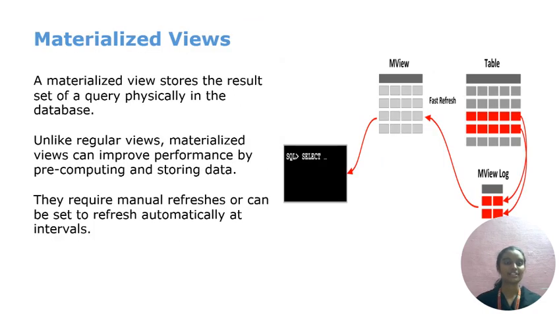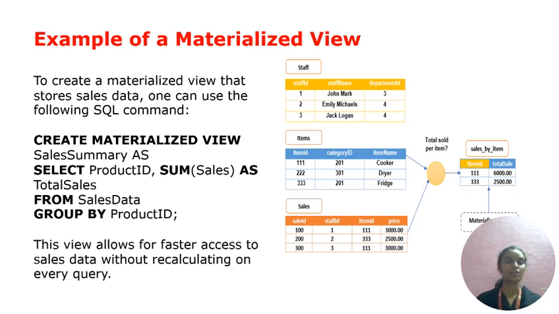The materialized view. A materialized view stores the result set of a query physically in the database. Unlike regular views, materialized views can improve performance by pre-computing and storing the data. They require manual refreshes or can be set to refresh automatically at intervals. In case of materialized views, the data is already pre-computed in the database and can be viewed physically by using the database.